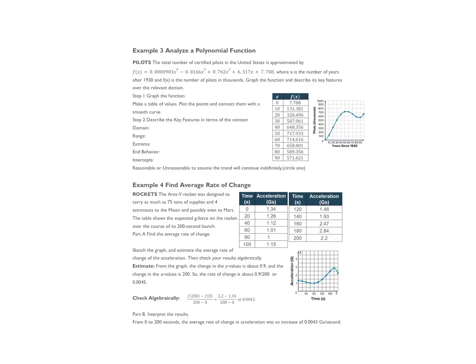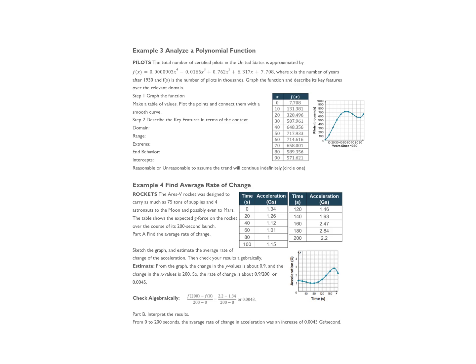All right, the next thing we're going to talk about is how to analyze a polynomial function. The total number of certified pilots in the United States is approximated by f of x equals a polynomial with an x cubed term, plus 0.762x squared plus 6.317x plus 7.708, where x is the number of years after 1930, and f of x is the number of pilots in thousands. We're going to graph the function and describe its key features over the relevant domain.